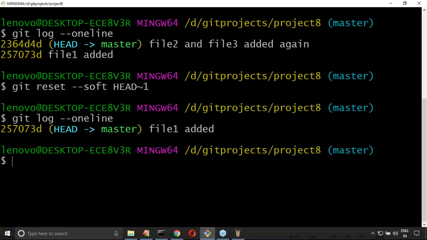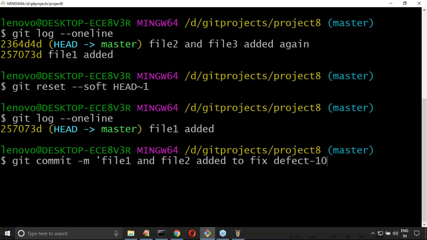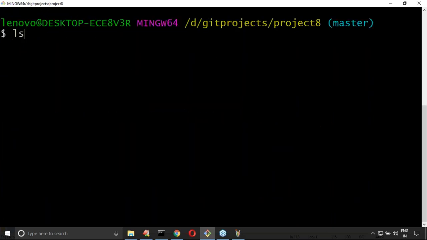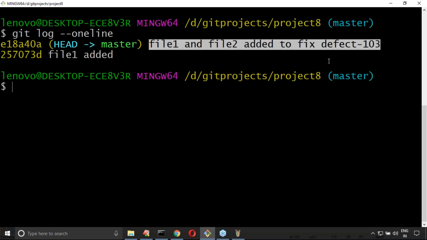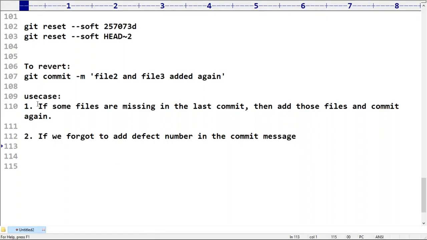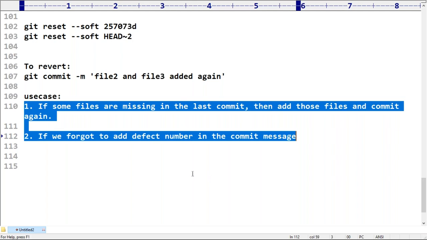Now observe, only one commit is there. Again git commit hyphen m, file 1 and file 2 added to fix defect 103. Okay, to fix defect 103, that's all. Now observe git log hyphen one line. Yes, file 1 and file 2 added to fix a defect number, something like that. Any doubt? The things are very clear for you people.